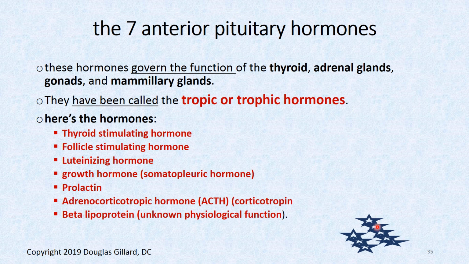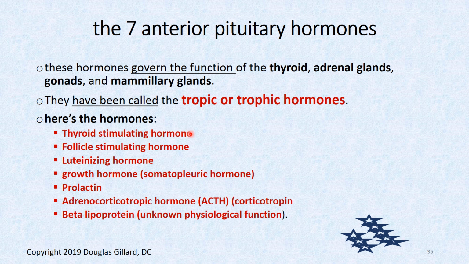Okay, a little more excited with the stars here. So, seven anterior pituitary hormones. You need to know these. Sometimes you call them trophic hormones or tropic hormones, but here they are. If you don't know these, easy, almost guaranteed a question. Super easy for me to make a question of these.